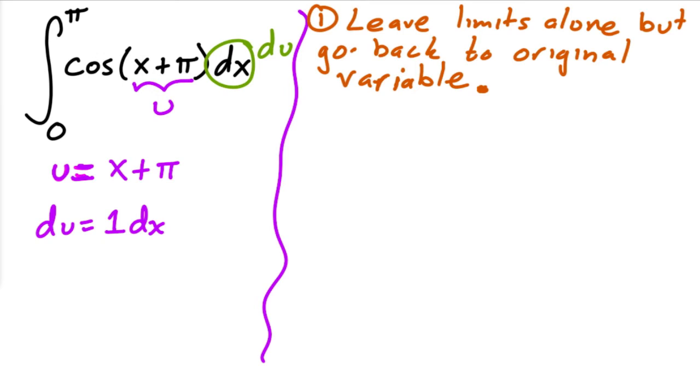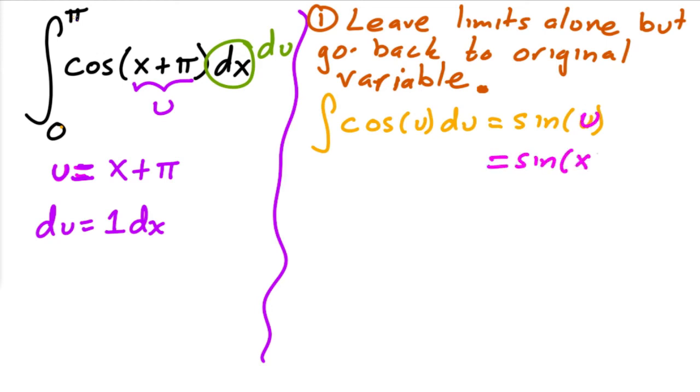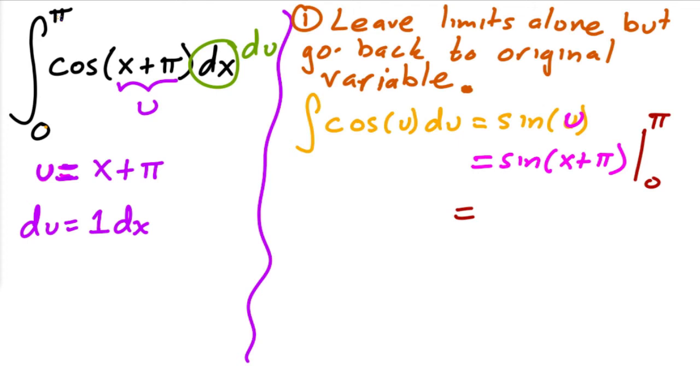So what this basically means is that you will get rid of the limits of integration. So you just treat it as cosine of u du. You find the antiderivative, which is sine of u. No plus c here because it's a definite integral. But you do not plug in 0 and pi. You go back to the original value for u, which was x plus pi, and then you can plug in 0 and pi. Okay, now it doesn't seem like a big deal, but it is. Trust me. It's very easily forgotten.